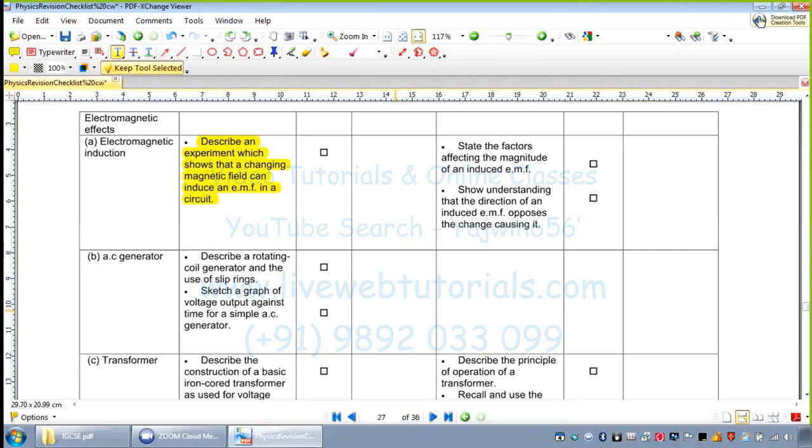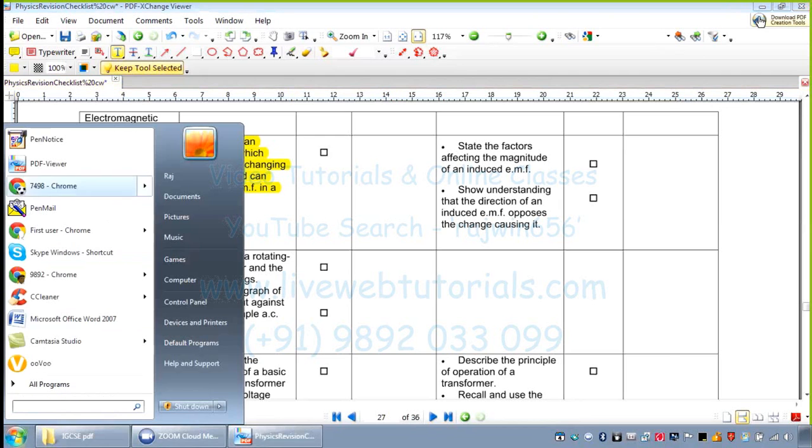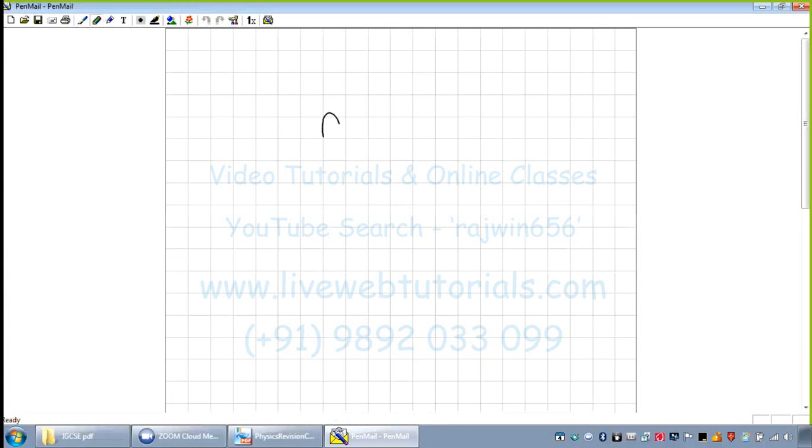Whenever you say that in a circuit an EMF is induced, we mean to say that a voltage, that is a potential difference, is created in that circuit. Now how is this magnetic field changed? We'll consider here first of all a solenoid. Let us suppose this is a coiled wire, and it is connected to a galvanometer. A galvanometer is a device which simply measures whether the current is flowing or not, and in which direction.